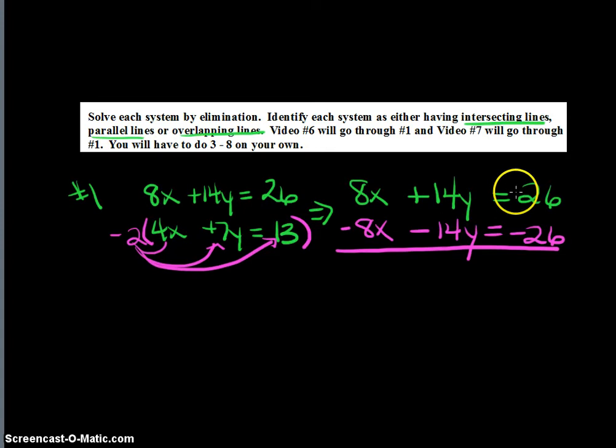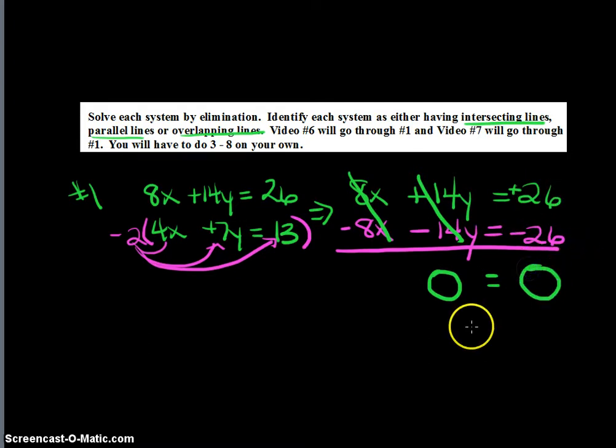And ask yourself, is this a positive 26 or a negative? Well, there's no symbol there, so that means it's definitely positive. And now I'm just going to combine my equations. I've got 8x minus 8x, and that eliminates. And 14y minus 14y, so this also eliminates. So essentially I'm left with nothing but 0 on this side. And then I've got 26 minus 26, and that equals 0 as well.